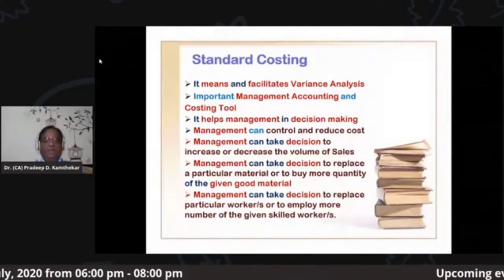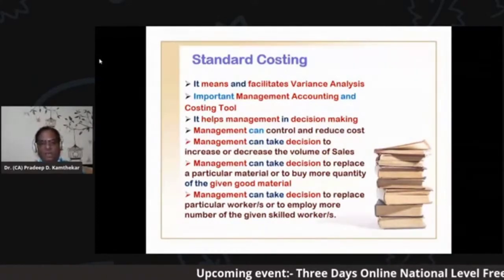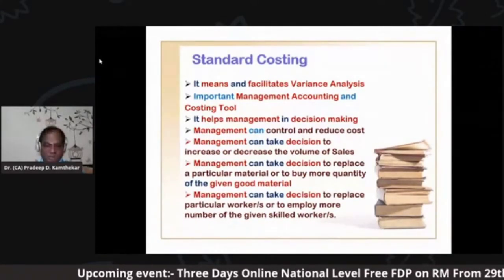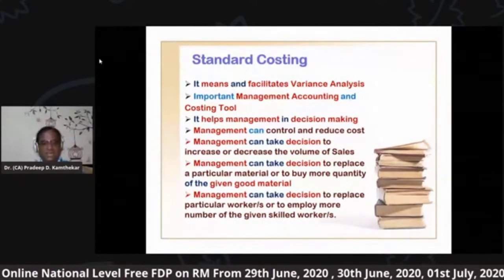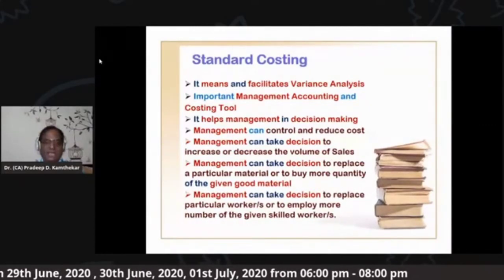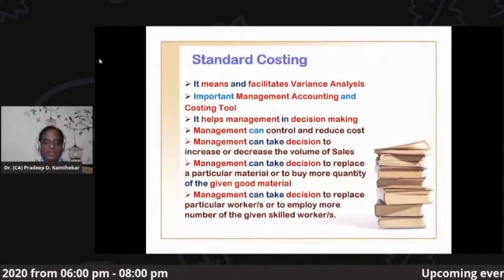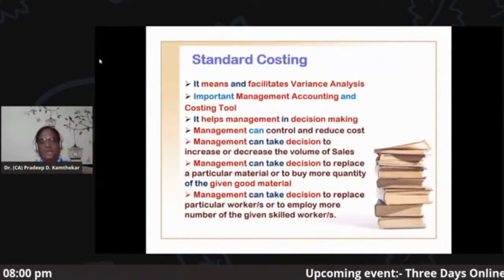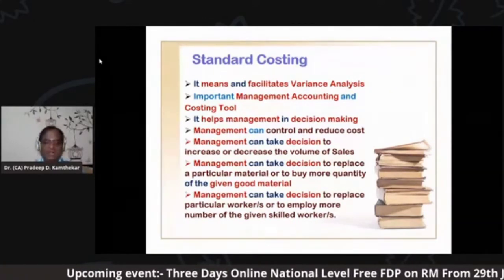At the same time, if a good quality material is being used by the business and that is giving a good margin to the business, then the volume of that material going into production could be increased. So there also standard costing helps the management to take a decision either to replace the existing material which is not of good quality, and use a better quality material which is available at a reasonable price.